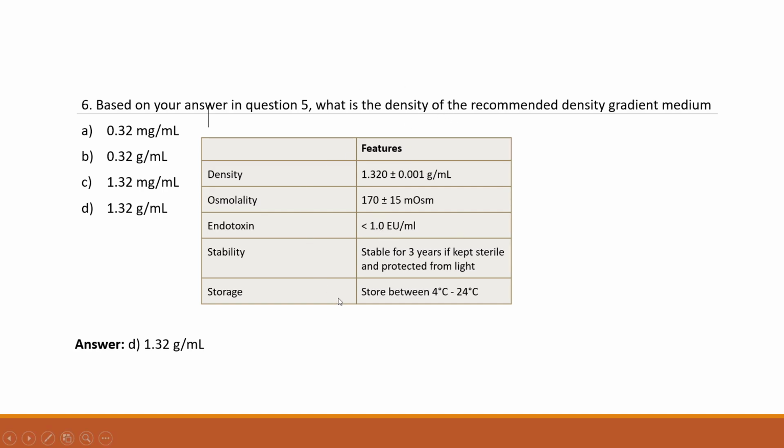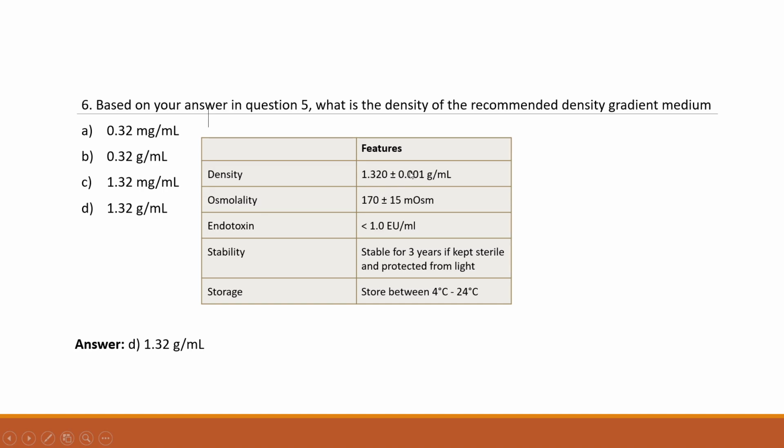So in case of this OptiPrep, these were the features given in the product information. The density is also measured here. It is 1.32 plus or minus 0.001 gram per ml. So this plus or minus is your error range. Any analysis that you do will always have an error bar or error range, so you should also be sure that your error range is not very high.